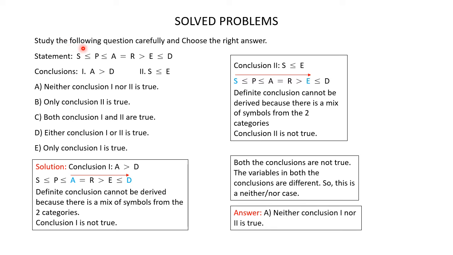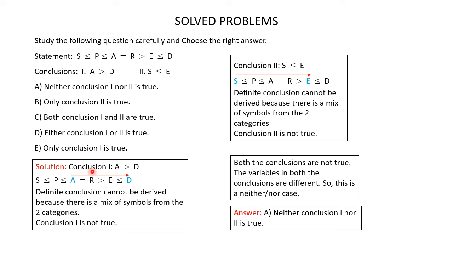Study the following question carefully and choose the right answer. The given statement is S is less than or equal to P, is less than or equal to A, is equal to R, is greater than E, is less than or equal to D. The given conclusions are conclusion 1, A is greater than D. Conclusion 2, S is less than or equal to E. You are given 5 options here and you have to find out which of these options is the correct one. Now let's solve this problem by considering each of the conclusions separately.